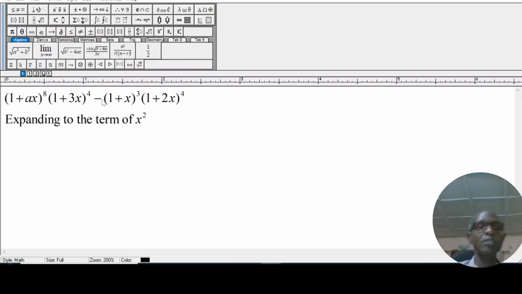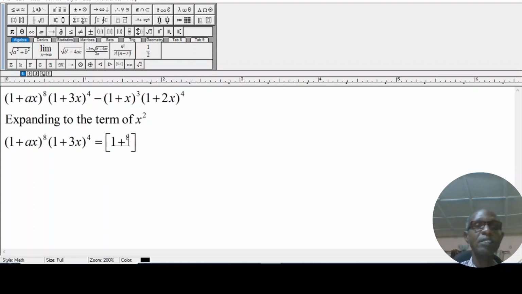So I'm going to start with this first. I don't need to expand everything. I just need to expand up to the level of x raised to the power of 2. Let's say I put a big bracket here. So this one will be 1 plus. Let's not do it fast so that you will get what I'm saying.